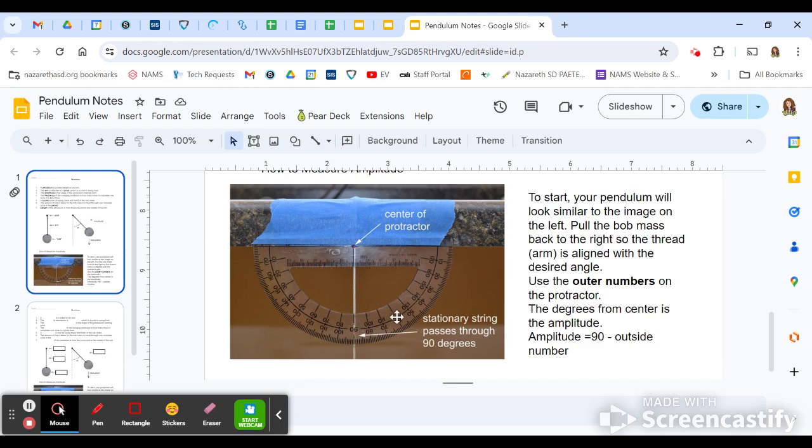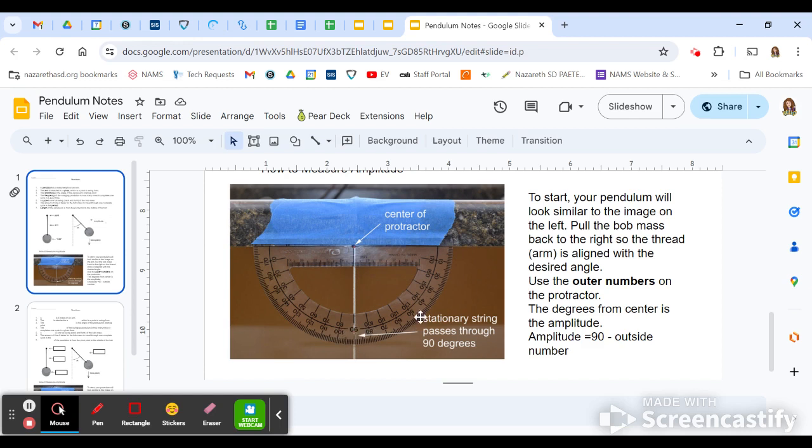You'll pull the bob mass back so that the string aligns with whatever angle you're looking for. You're using these outer set of numbers, so not the inner numbers, but the outer numbers. So if I pulled it to right here, I'd be at 70 degrees, but I'd be 20 degrees away from my center point. So really I'm pulling it 20 degrees. If I pulled it here, I'd be at 40 degrees, but really I'm 10, 20, 30, 40, 50 degrees from my center point, so I'm pulling it 50 degrees.